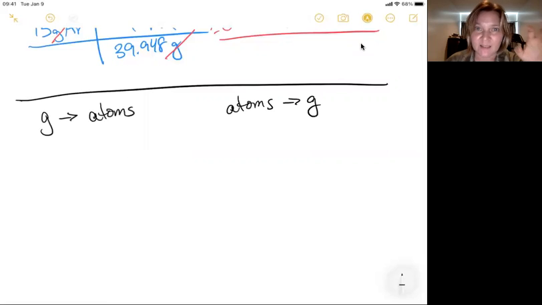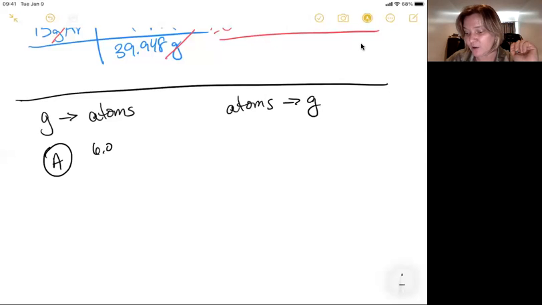The most complicated kind of question is when you go from grams to atoms or atoms to grams, because there is no direct line between grams and atoms. So I want to make sure that none of you are putting grams and atoms together in the same conversion factor. We have two conversion factors.